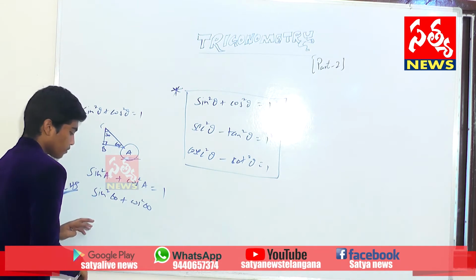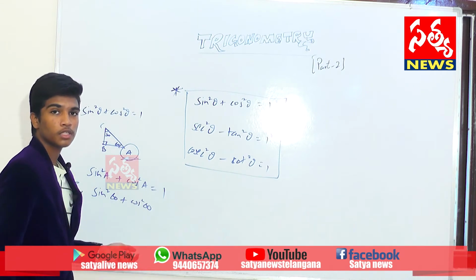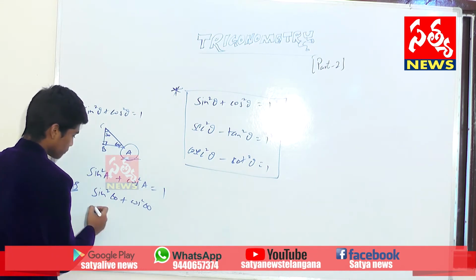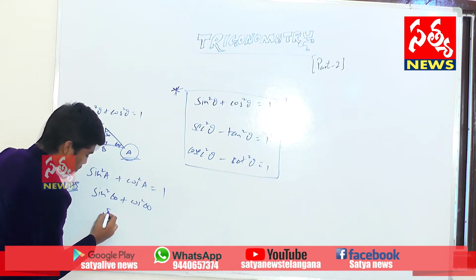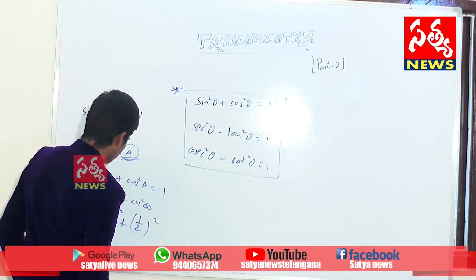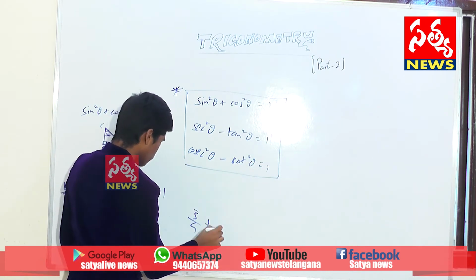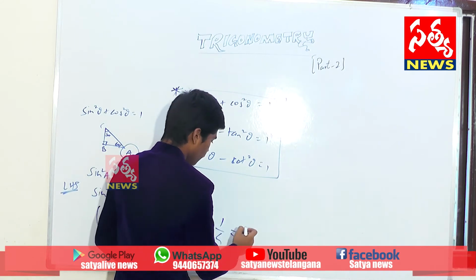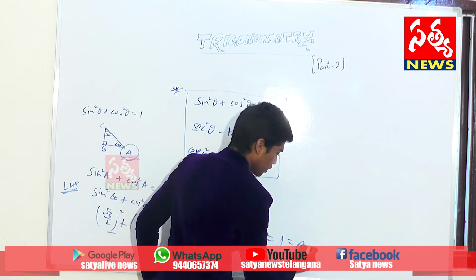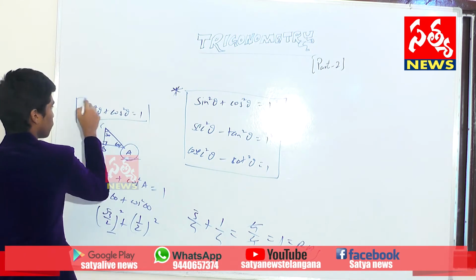What is sin 60? From the table you can get the values of sin 60, cos 60 and all 6 trigonometric ratios. A table is given in the description of part 1. So sin 60 is root 3 by 2 whole square plus cos 60 is 1 by 2 whole square. Root 3 by 2 whole square is 3 by 4 plus 1 by 2 whole square is 1 by 4. If we add this, we get 4 by 4. Finally we get 1, which is nothing but RHS. Hence proved. First one is proved.